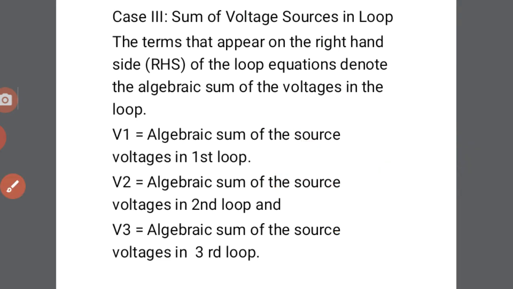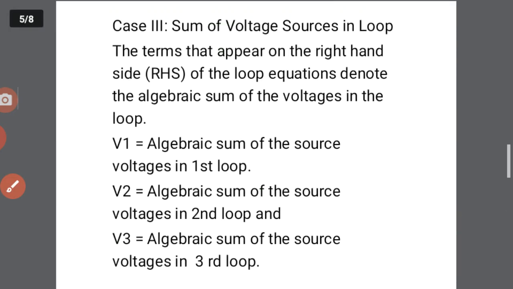In this case we are considering 3 loops. So V1 is equal to the algebraic sum of the source voltages in the first loop, V2 is equal to the algebraic sum of the source voltages in the second loop, and V3 is equal to the algebraic sum of the source voltages in the third loop. Okay, these are the 3 cases.